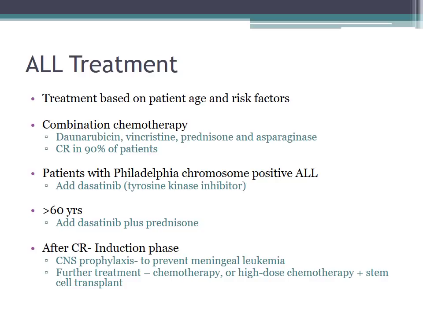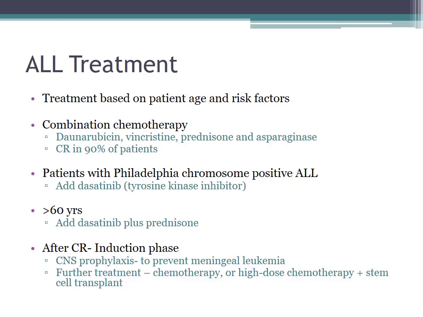If the patient does have a Philadelphia chromosome for ALL, which is not typical, but is a possibly bad or poor prognostic indicator in these cases, it is helpful to add to that combination the dasatinib, which is a tyrosine kinase inhibitor, and it will help somewhat for these patients. If the patient is above the age of 60, dasatinib plus prednisone is also used.